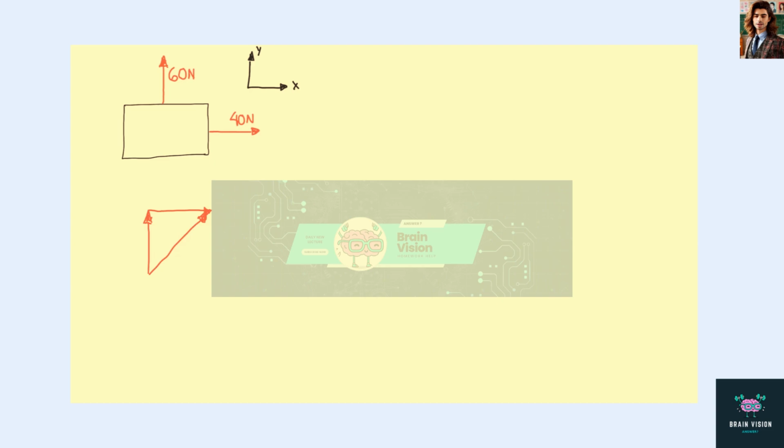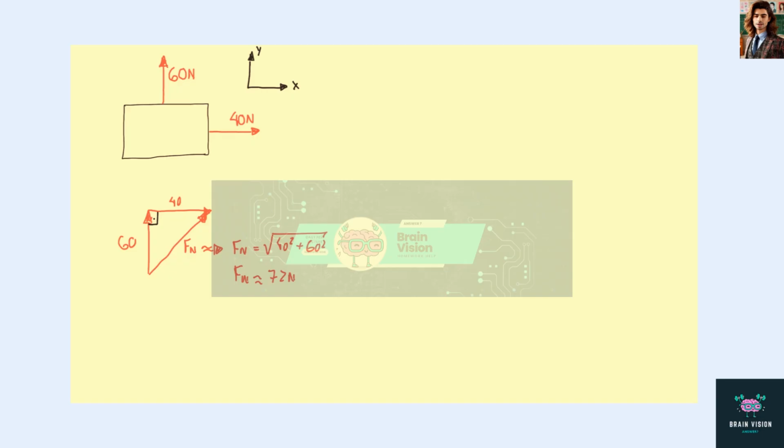Then this is a right triangle. This side of the triangle has 60, this other side has 40, and here we have the net force. Then, by using the Pythagorean theorem, we get the net force of the square root of 40 squared plus 60 squared, which results in approximately 72 newtons.